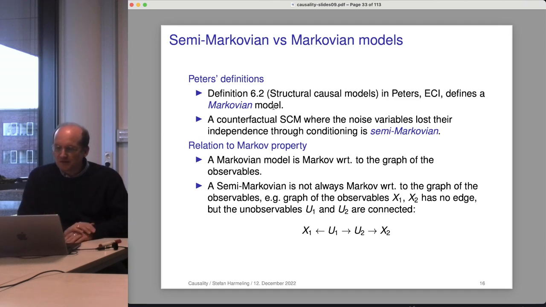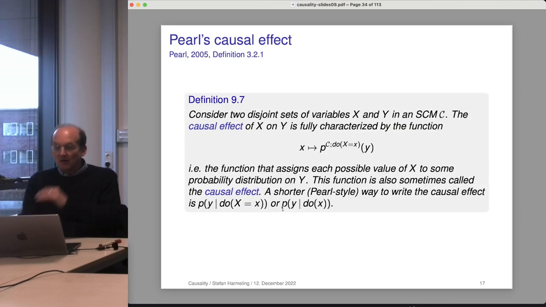Also, the question is, what is the relationship to this Markov property that we've just seen? They are related. A Markovian model is Markov with respect to the graph of the observables. That's something one can prove. A semi-Markovian model is not always Markov with respect to the graph. Here's a simple example. This is a structural causal model where I have a noise variable U1 generating X1 and U2 generating X2. However, let's assume there's a dependence from U1 to U2. In that case, on the graph G, the X1 and the X2 look independent. There's no direct connection between them, but there is a hidden path along the unobservable variables. For that reason, they are dependent on each other, even though the graph would say they are independent. So a semi-Markovian model is not always Markov in terms of the observables. So that's the relationship here. Okay, so far so good.